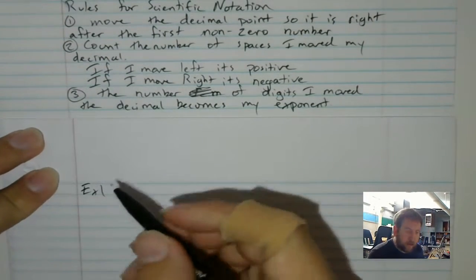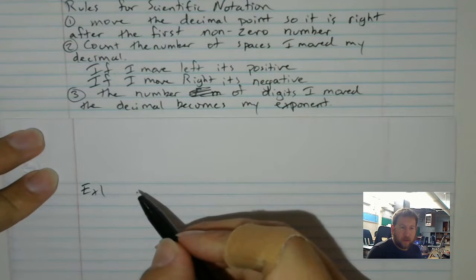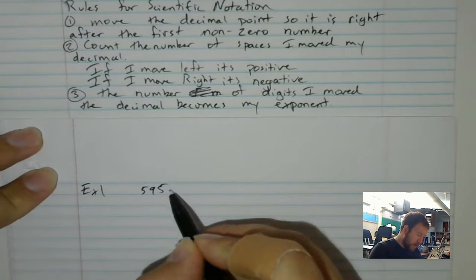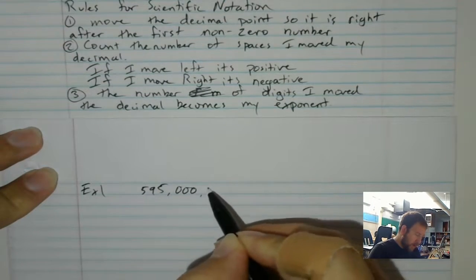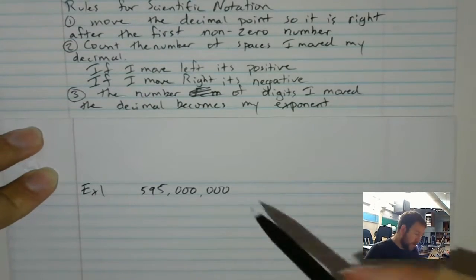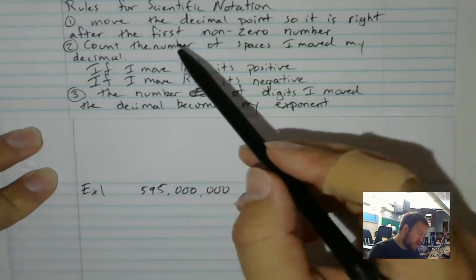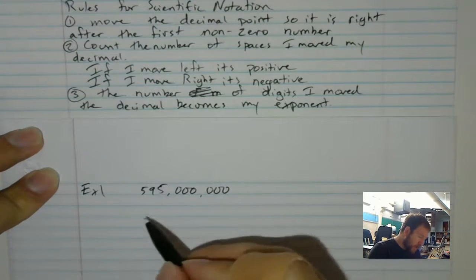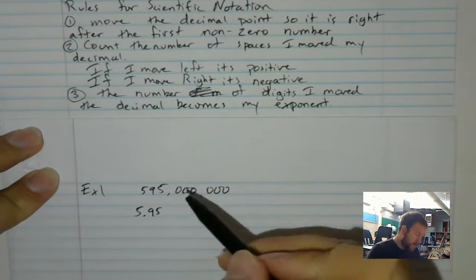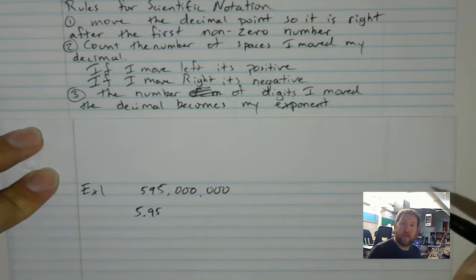We're going to take, what is this? 100,000 million. We're going to take 595 million and turn it into scientific notation. First step, move the decimal point so it's right after the first non-zero number. So I'm going to put it like this, 5.95. And remember, I can ditch all my zeros because now I don't need those anymore.